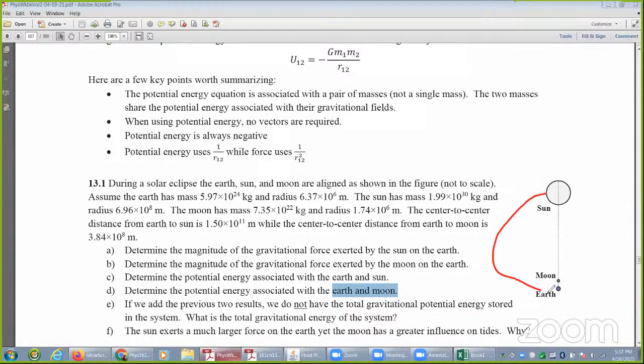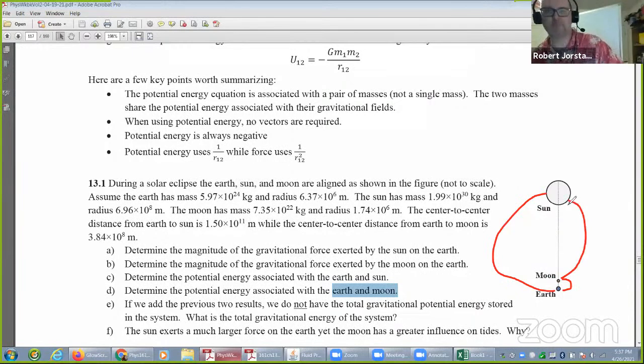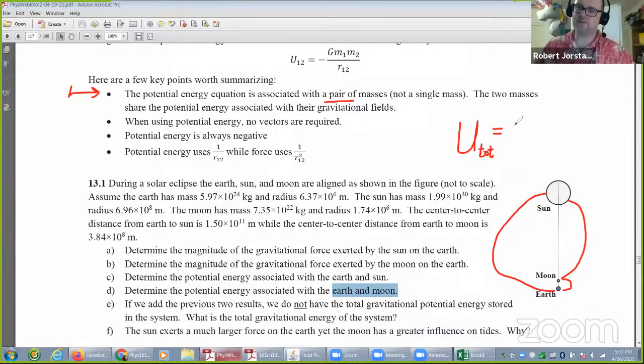Wouldn't you need the moon to the sun? Yes. We need all three pairs. So underline something right here. The potential energy equation is associated with a pair of masses. The way I think about this is if I wanted U total, there's a trick that I use, and I recommend you use it because it's just easy. What I first do is you have to get each pair.